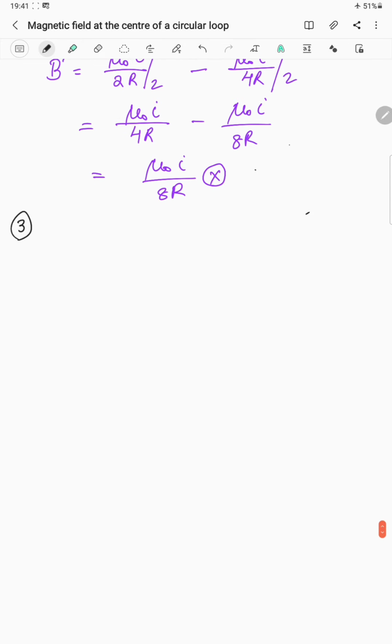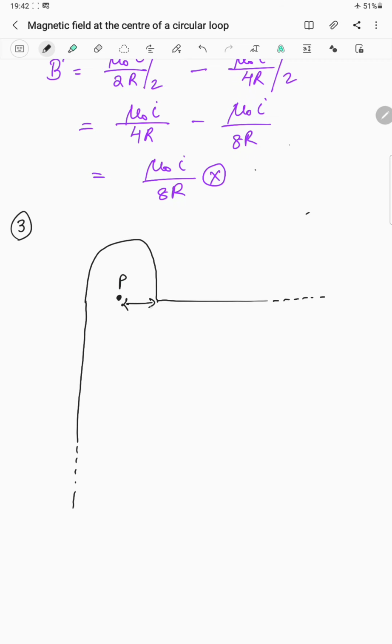In the third one, the wire is an infinite wire, and it is bent in a particular fashion. So let me show it. It is straight like this, then it is bent here, and from here it moves, and it is infinite. It is asking at point P what is the magnetic field at point P, and the radius of this semicircular loop is capital R.